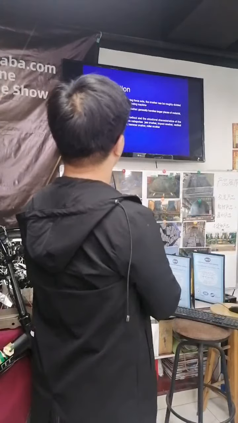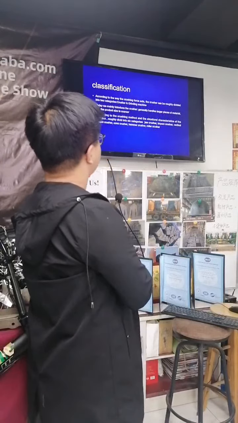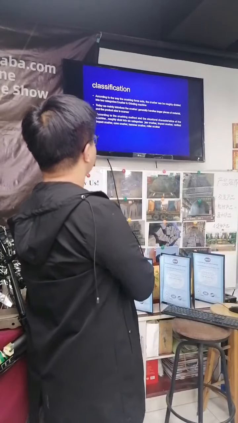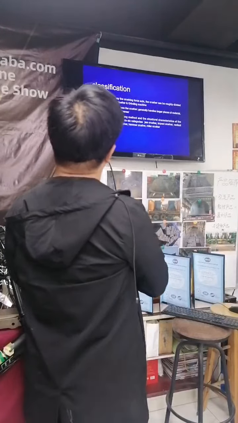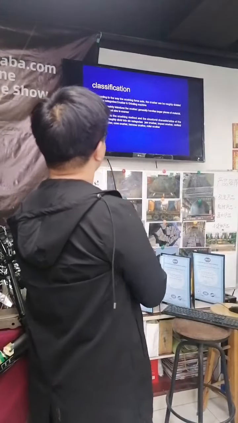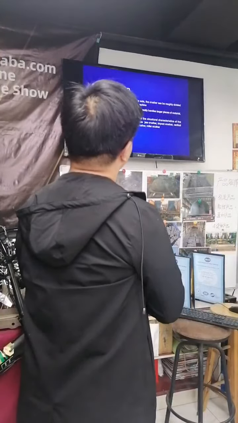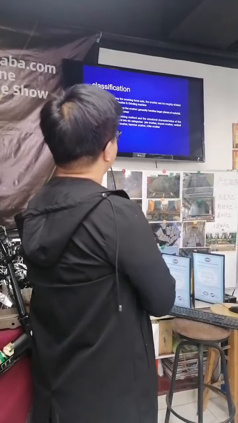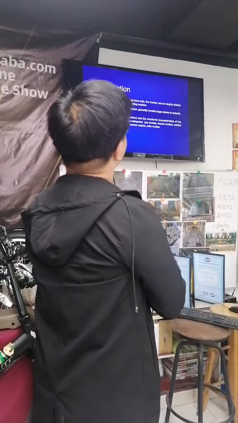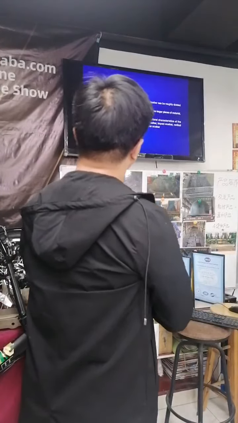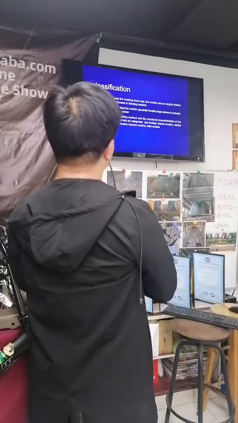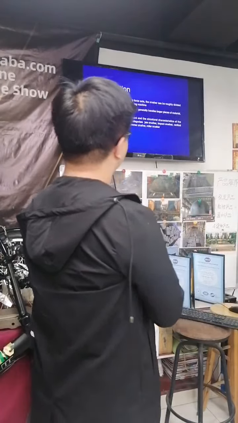According to the crushing method and the structural characteristics of the machine, they are roughly divided into six categories: jaw crusher, impact crusher, vertical impact crusher, cone crusher, hammer crusher, and roll crusher.